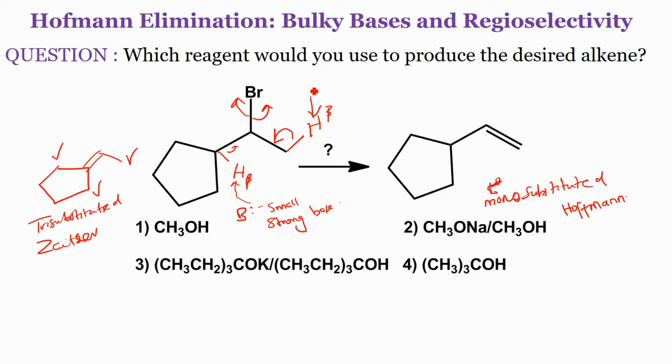Because you're taking out the outer one, we need a large base. See, the product is giving you the Hofmann, so you need a large base, that is called a bulky base. So we look at our choices. Which reagent would you use to produce the desired alkene? Someone tell me. 3. I agree. Now I'm going to ask the same person who answered, what is the role of this? Is that the solvent? Yeah, this is just playing the role of a solvent.